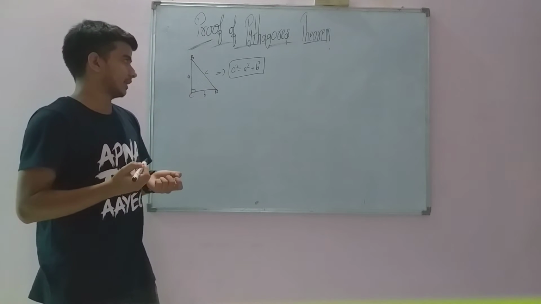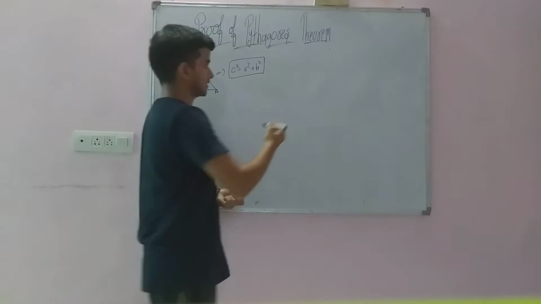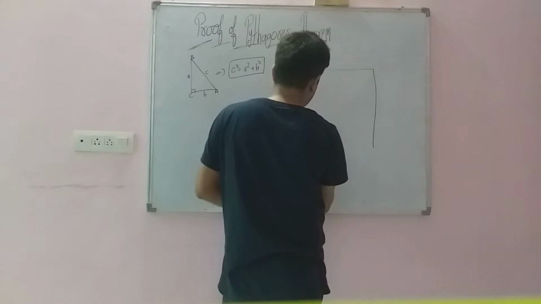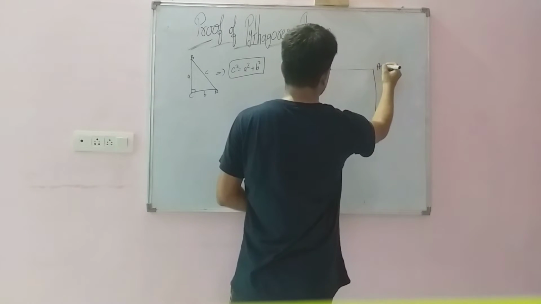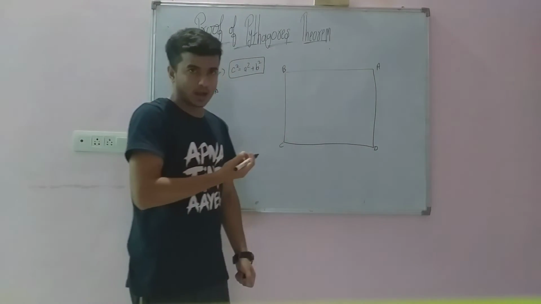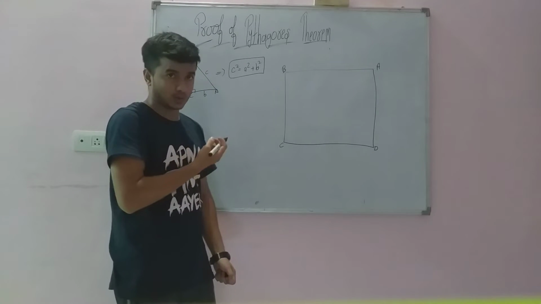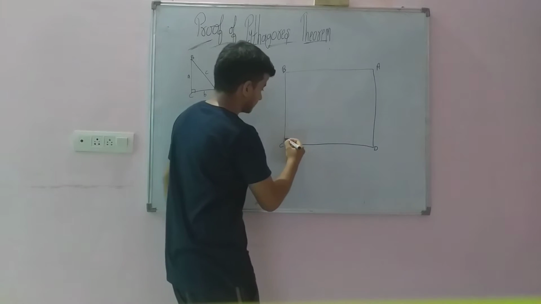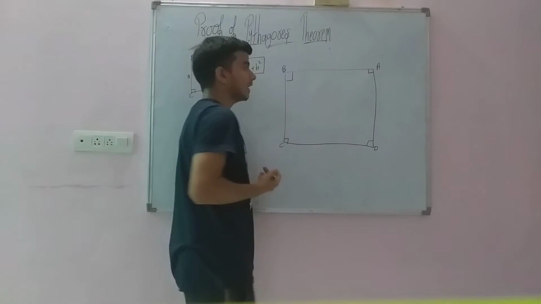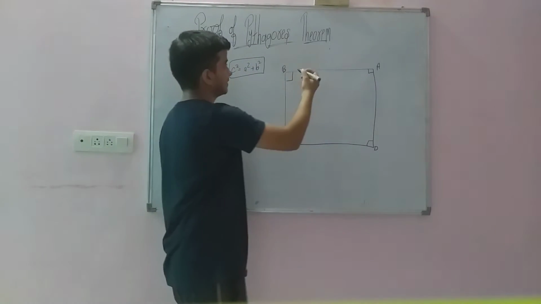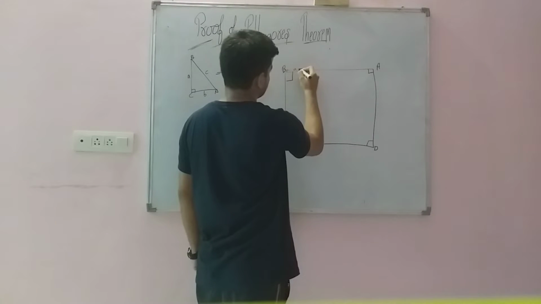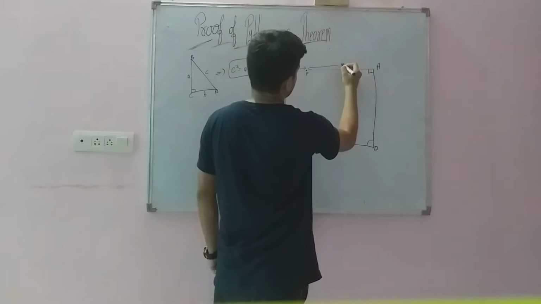To prove this Pythagoras statement, let us take a square ABCD. This is a square A, B, C, D. We know that if ABCD is a square, then all sides are equal and all angles are at 90 degree. Now we are taking a point P on AB such that it divides AB in the ratio A and B, so that BP is equal to A and PA is equal to B.